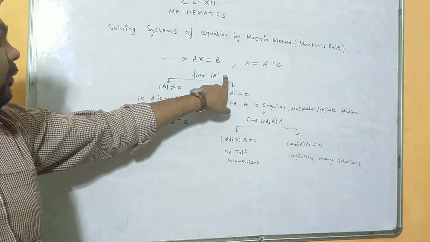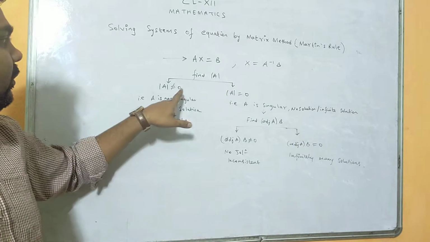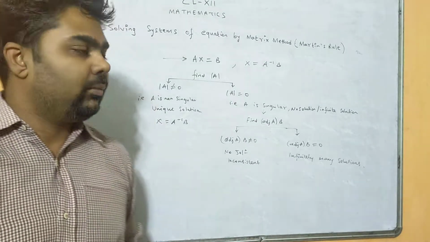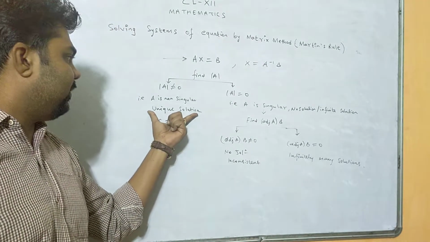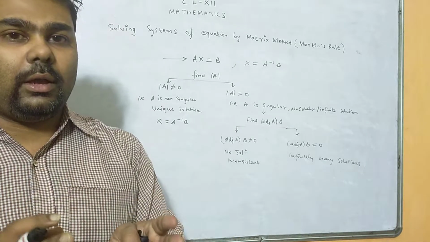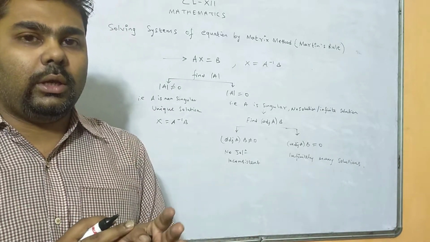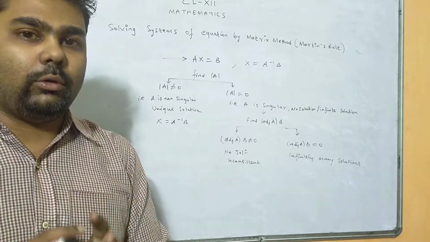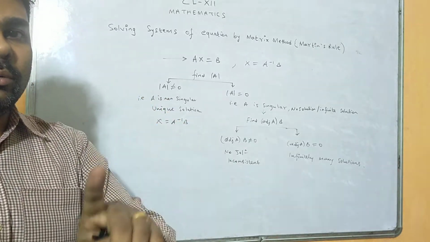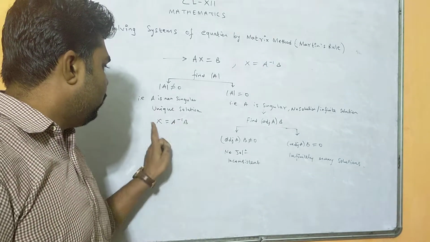Now, if the magnitude of A, like in the previous question, is not equal to 0, then we can say that A is a non-singular matrix. Then it has a unique solution, meaning we can get unique values of x and y, a single value for x and a single value for y. So we have to use this formula.